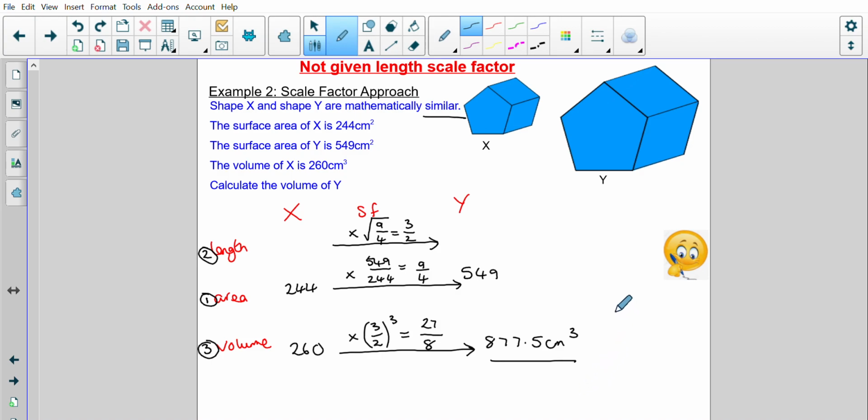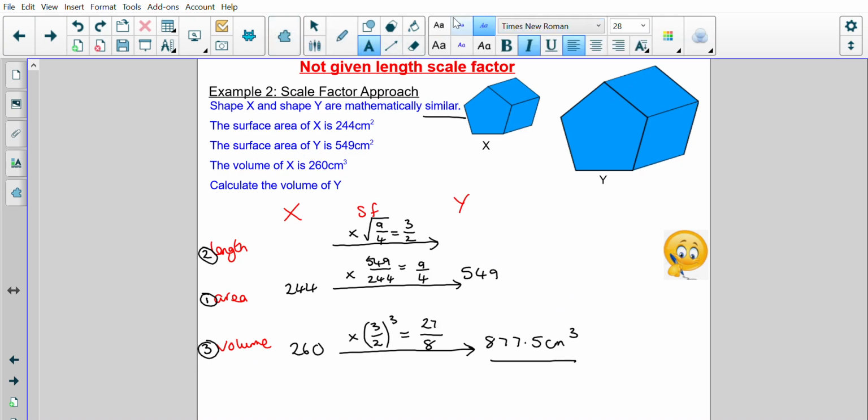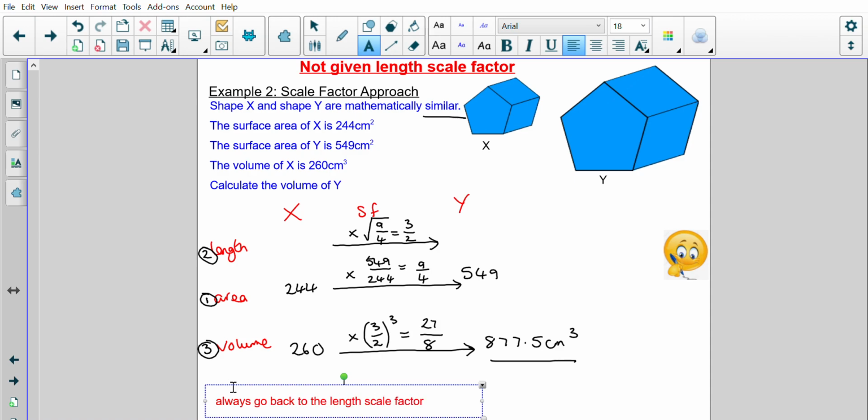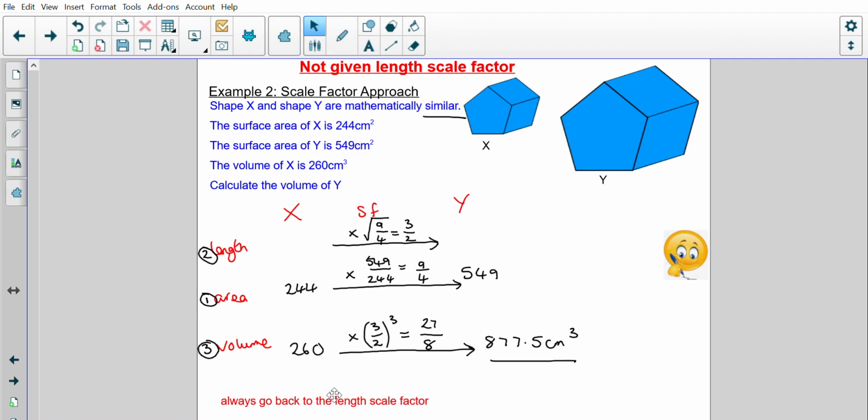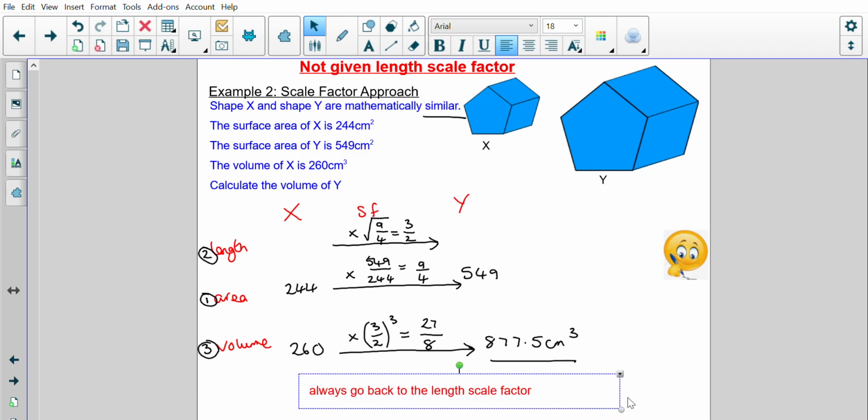So it's very important here to remember that, let's just write this down because it's really very important. Let's write it down in red. Okay, always go back to the length scale factor. So we can write that back in our books.